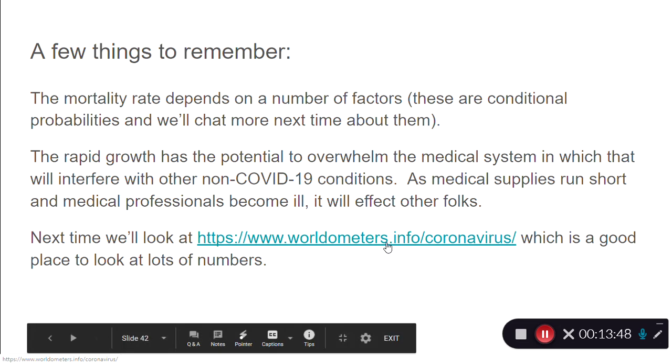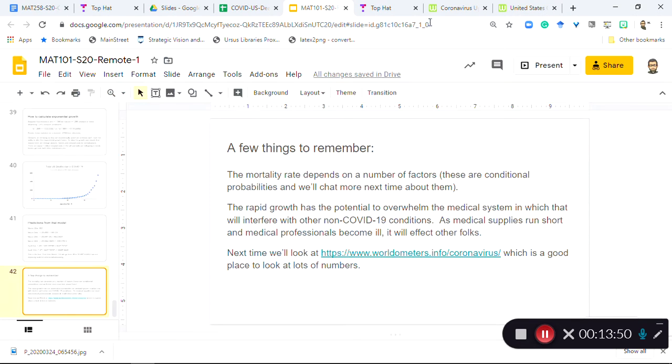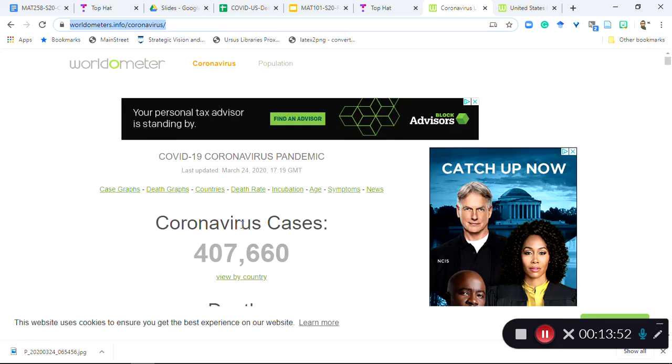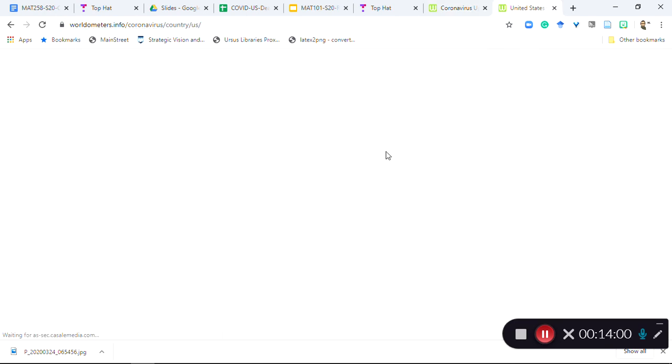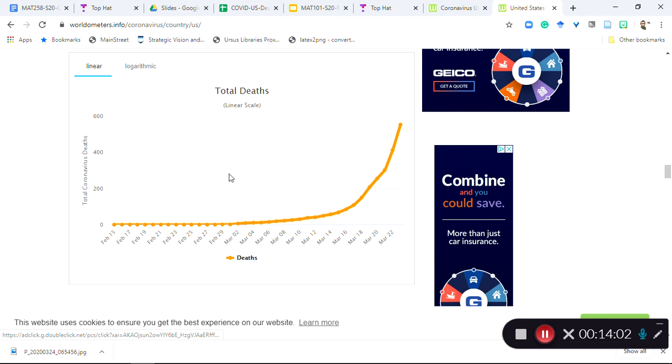One more thing, I'm going to show you a website that we're going to be visiting more. And it's Worldometers. It's really convenient because they gather all the data there. So here we are, and they have a United States page as well. There's the graph, where the data is from. Again, look at that curve. This is not a linear curve. What's the next point, right?